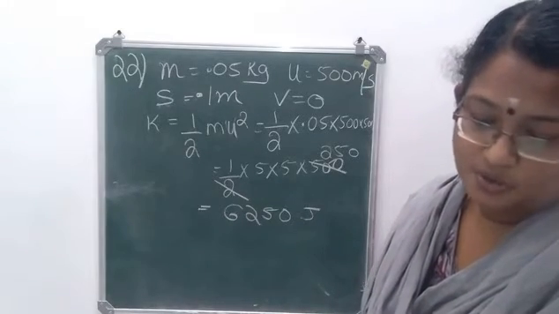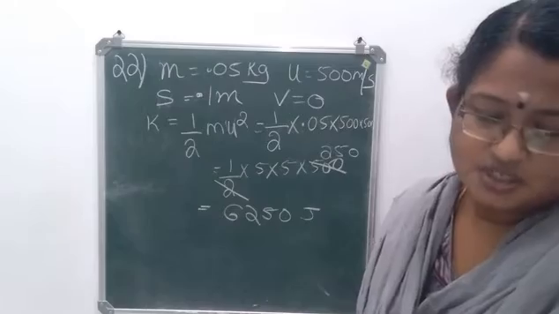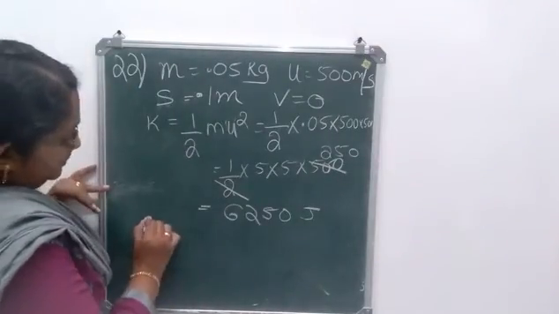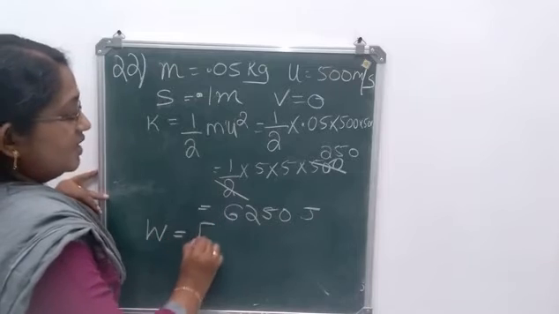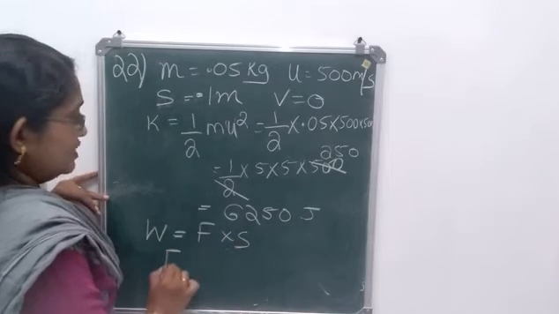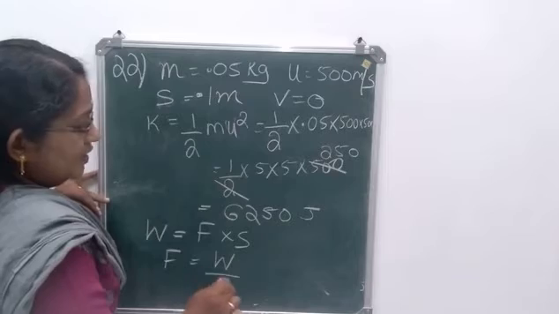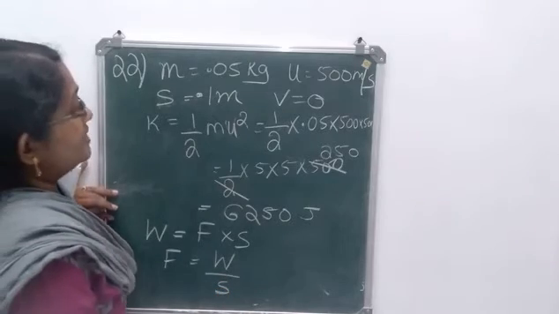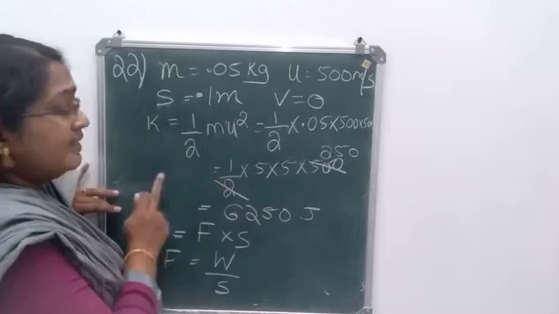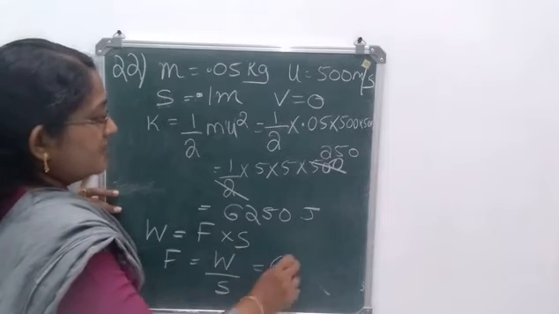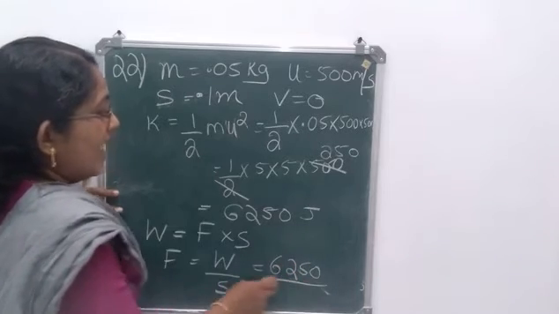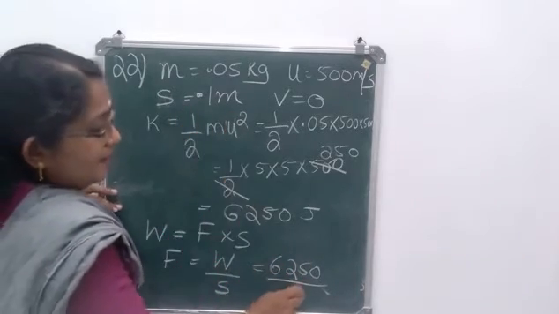Now one more question is there. The average retarding force offered. So what is the equation for force? Work is equal to force into displacement. So force is equal to work by displacement. Work and energy are the same, isn't it? So it is 6250. And how much is the displacement? 0.1.